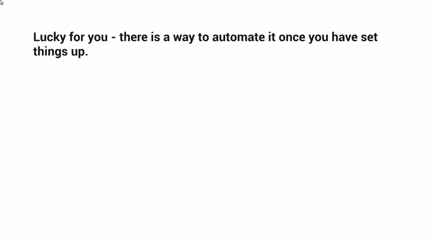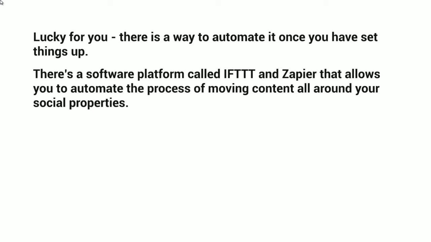It's getting things set up is the tedious process. Now, there's a software platform called IFTTT, and there's another one called Zapier.com that allows you to automate the process of moving content all around your social properties. So you could take a YouTube video and have it pushed to your WordPress site. And by pushed, I mean have it embedded on your WordPress site and then have it shared on your Facebook fan page, your Twitter page, your Instagram, and all of that.